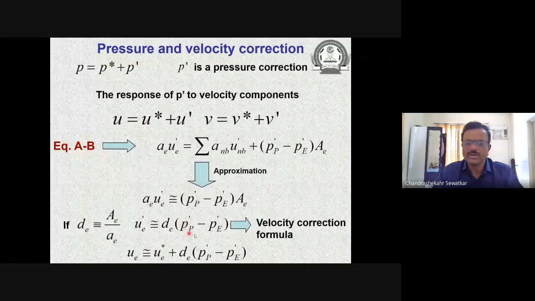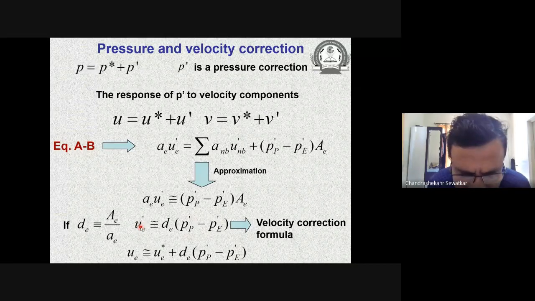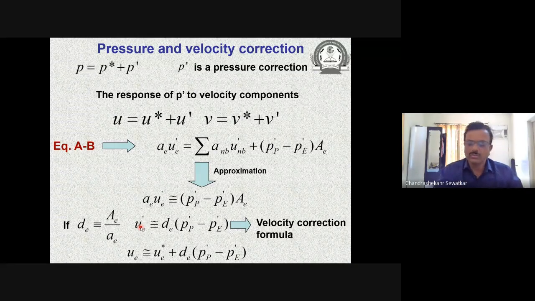So I need to know the pressure correction if I want to find out how much is the correction in the velocity. I need to find out the pressure correction. How to find out the pressure correction?